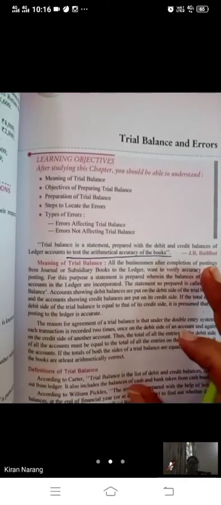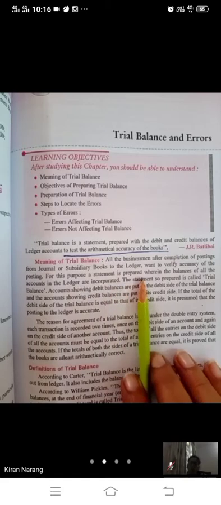Now, we have prepared journal books, we have prepared subsidiary books, we have posted them to ledger. Now, we want to check whether we have made it correct or not. If there is any mistake, it can be detected by preparing a trial balance. All the mistakes we can detect by preparing a trial balance.